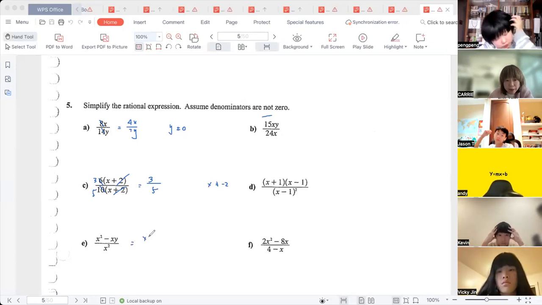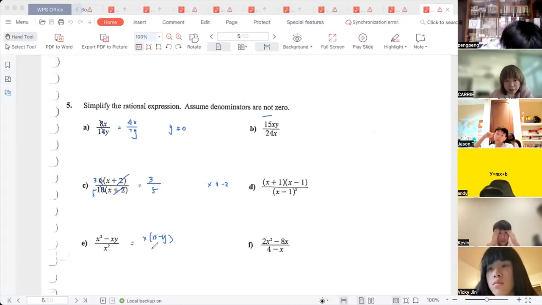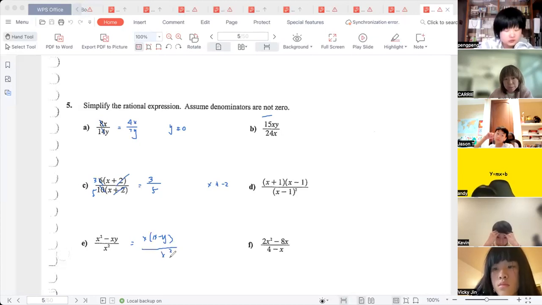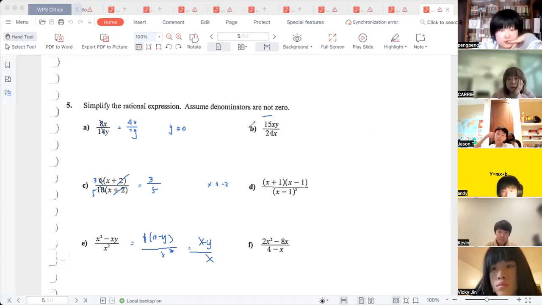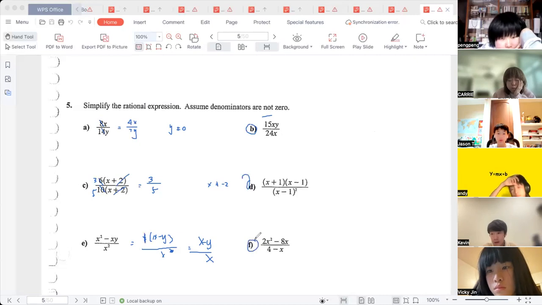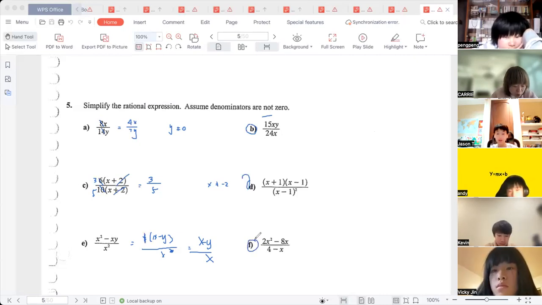Okay, next one. x times x minus y and x squared. Correct? Negative x. So I take x away, x also gets taken away, right? So x minus y over x. Okay, so everybody, you're doing B, D, and F yourself. When you're done, do I have to send it to you? Yeah.